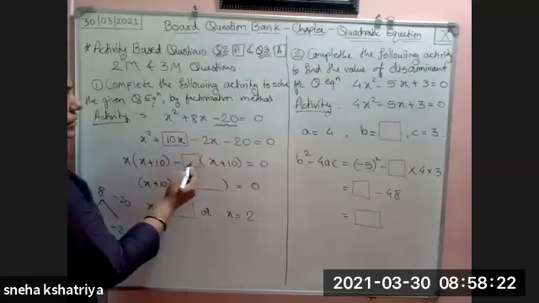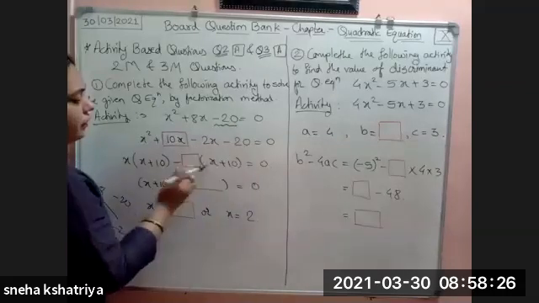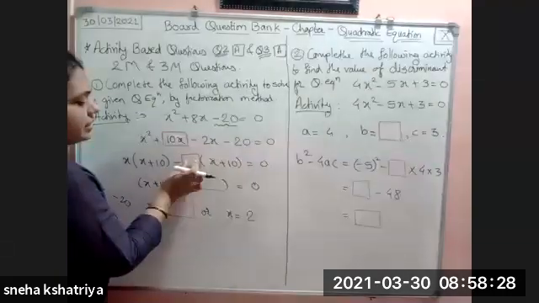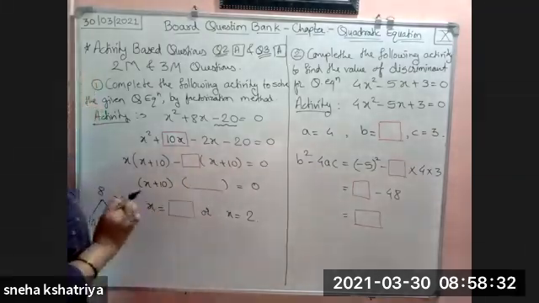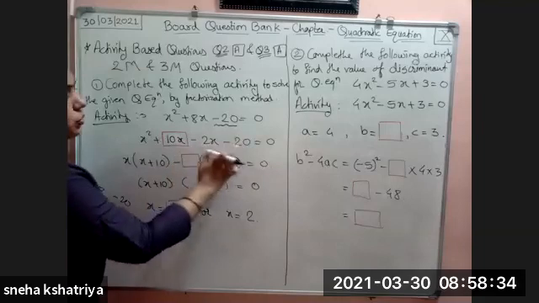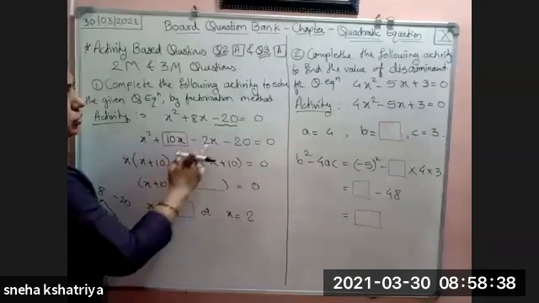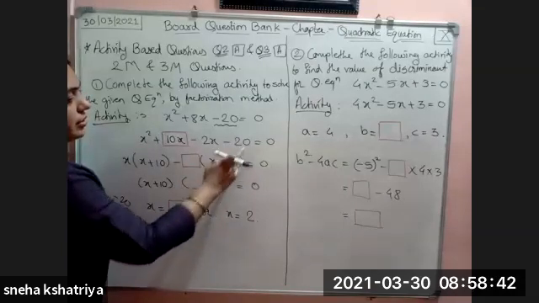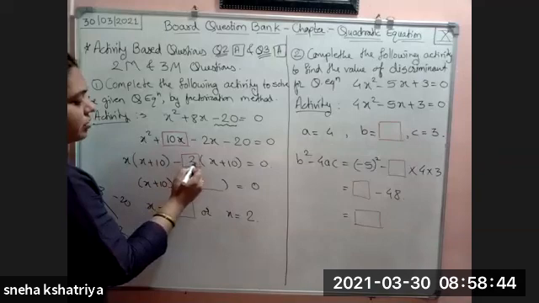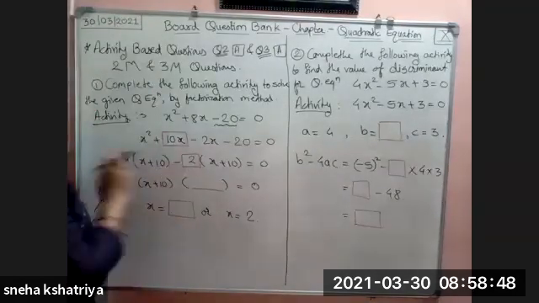Now what will come common here? Now see here, minus 2x minus 20. From which number is it taken common, so that in the bracket only x plus 10 will remain? See here, 2 can be taken common outside because 2 ones are 2 and 2 tens are 20. So 2 will come outside. So 2 will come in the box. Fill up this box.